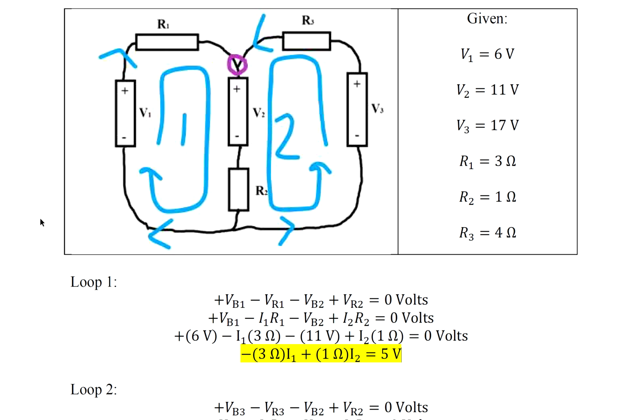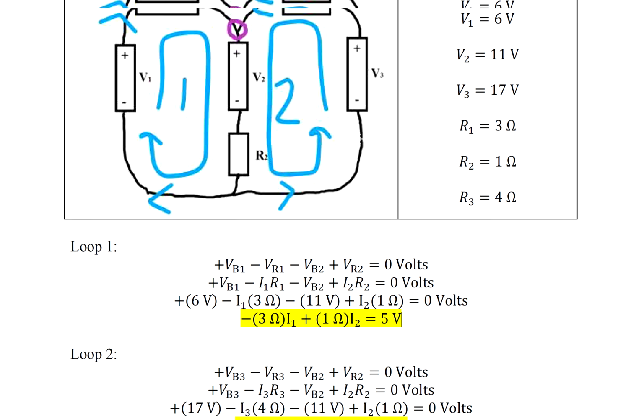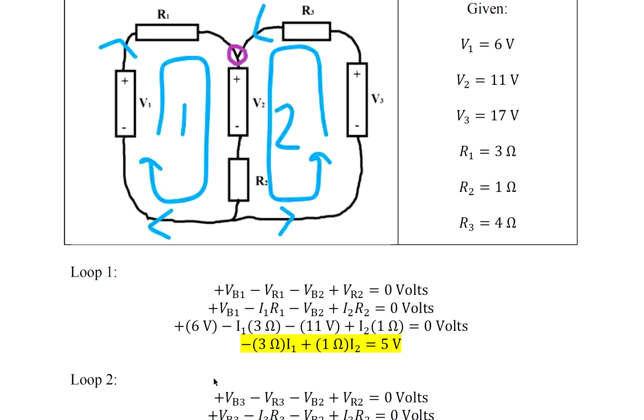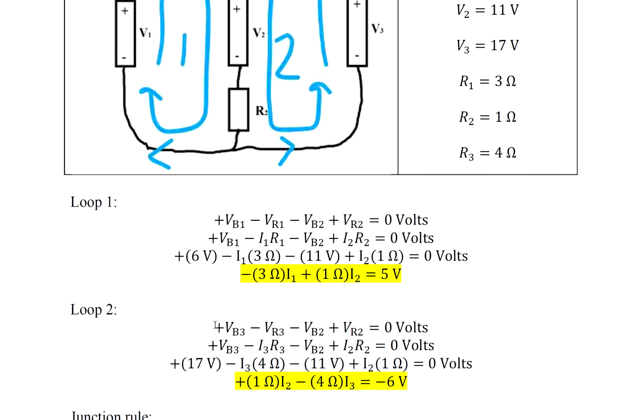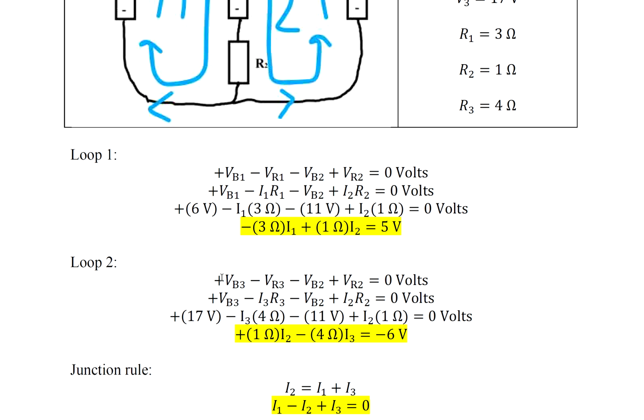2 unknowns, I1 and I2. Let's take a look at loop 2. I'm going to start here from the bottom of V3: plus V battery 3 minus VR3, which is here, minus V2 plus VR2 equals 0 volts. I know V equals IR and I could simplify to get this.